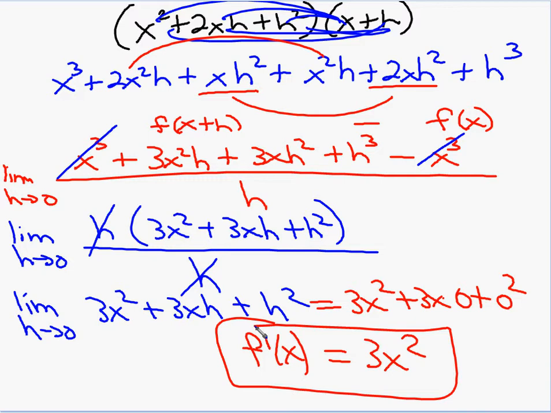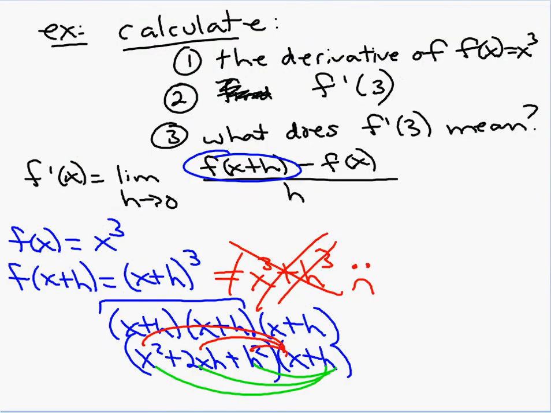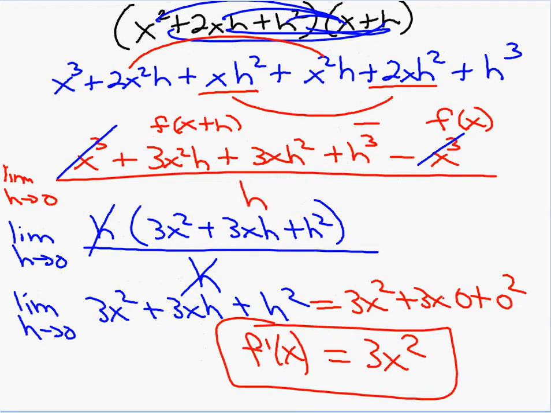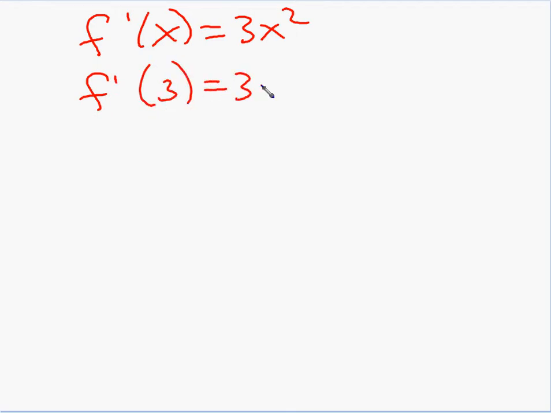Okay? So let's go back to what we're supposed to find. Find f prime of 3. Isn't that going to be easy now? So now, to find f prime of 3, we can go to a new page. If f prime of x is 3x squared, then f prime of 3 is 3 times 3 squared. That is 27.